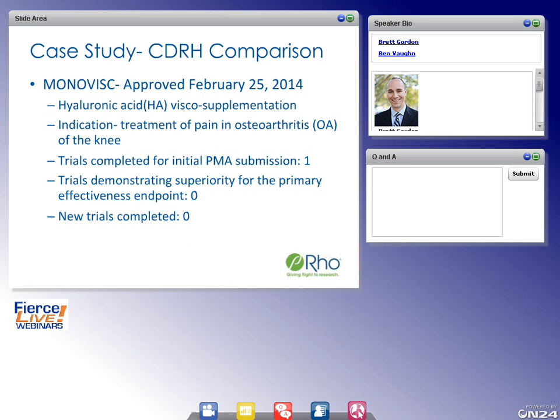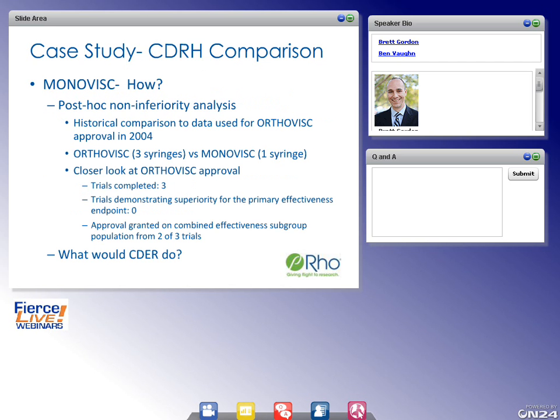So you might be asking yourself, how did CDRH grant approval for Monovisc, seeing that it had failed its 1 trial and its 1 primary endpoint? The answer was that they allowed them to do a non-inferiority comparison. And it was a non-inferiority comparison done as a post hoc analysis of historical data.